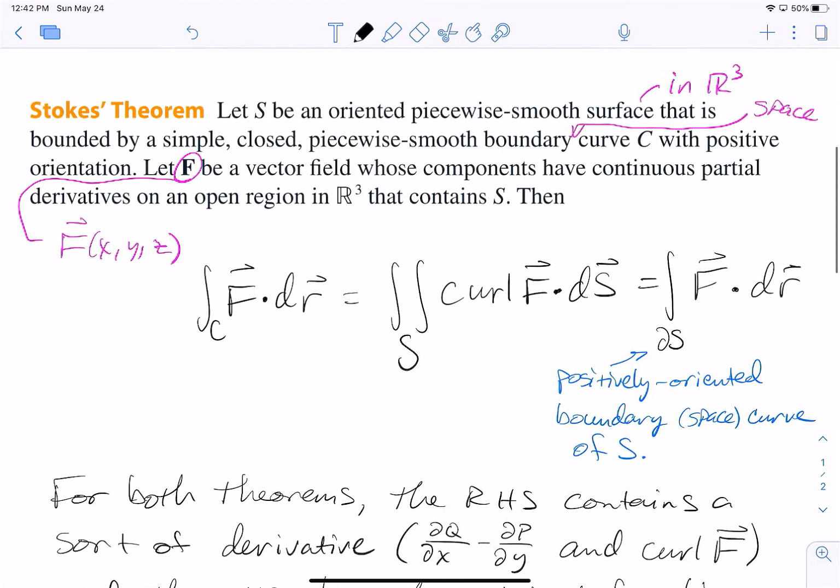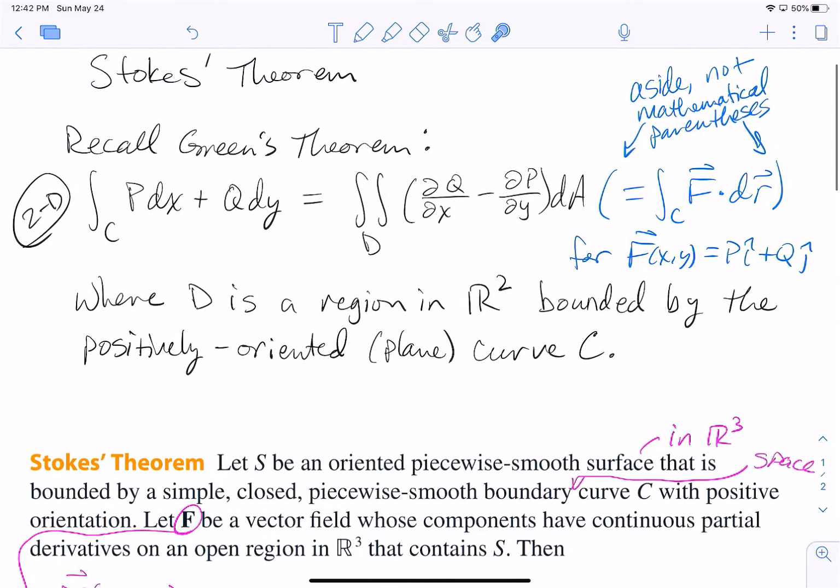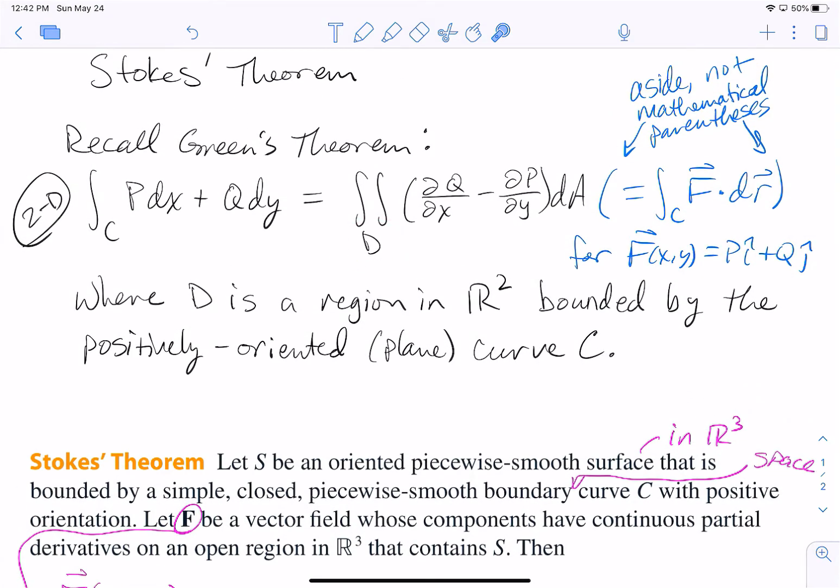So in Stokes' theorem, we have the surface S in the representation where we see curl of F dot dS. And in F dot dr, we're talking about the boundary curve C, the space curve. Same thing in Green's theorem. We have a region D, and the value of that double integral is the same as the line integral over C, the boundary curve.